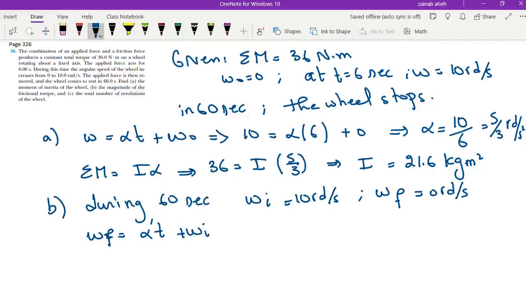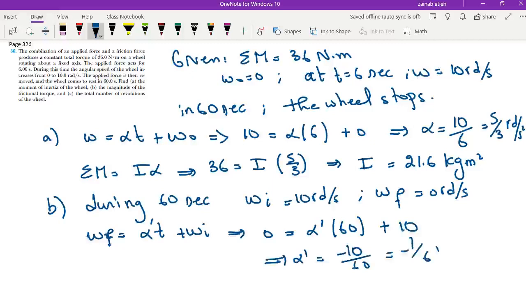The first time there was an applied force with friction, the second time only friction. So the first time there is one alpha, the second time another alpha, because the forces that were acting were different. So I have to recalculate the new alpha. This implies 0 equals alpha prime times t, and I'm searching for alpha prime. t is equal to 60, plus 10. So I will get alpha prime equals minus 10 over 60, which is minus 1 over 6 radians per second squared.